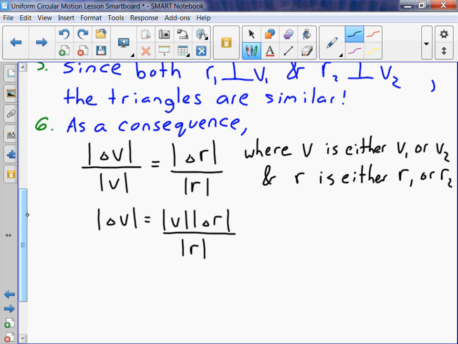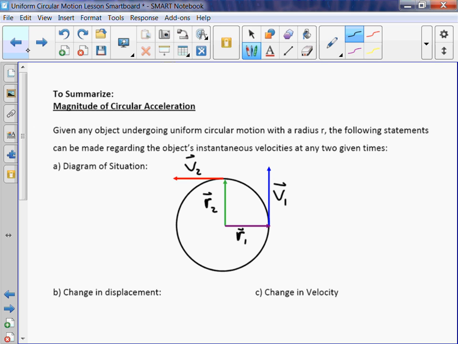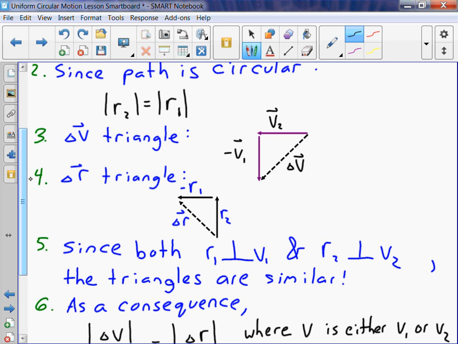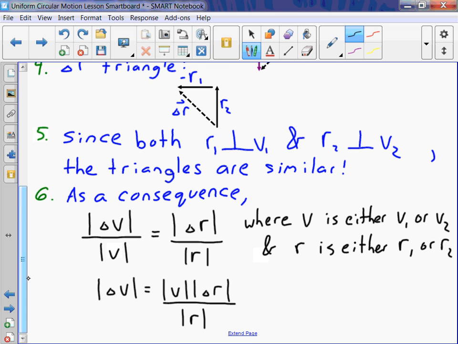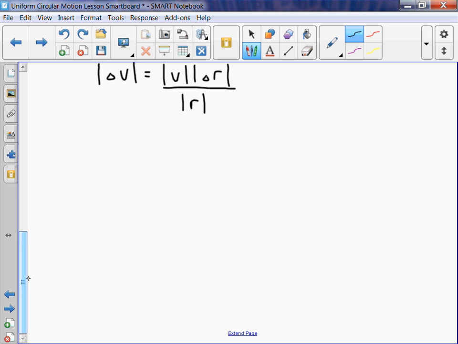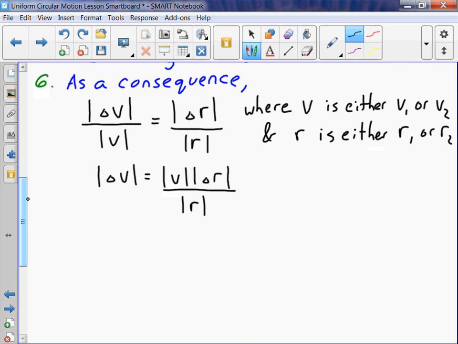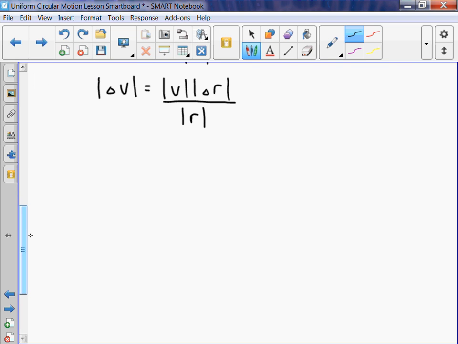And there is, in this proof, a definite difference between delta R and delta V and V, based on the triangle. V is the magnitude of either V2 or V1. R is the magnitude of either R1 or R2, but delta R and delta V are definitely different vectors. Okay, let's keep going. You guys caught up? Step 7.